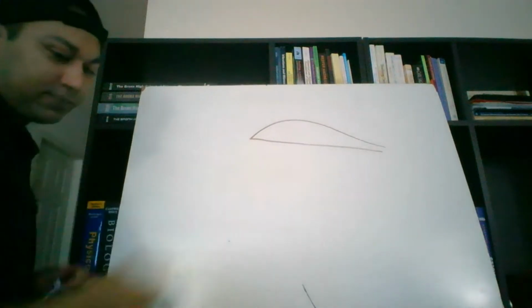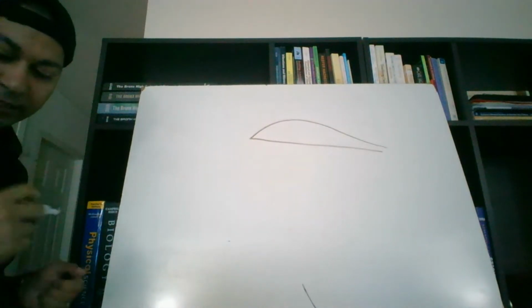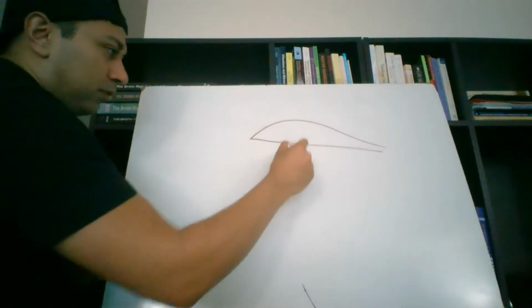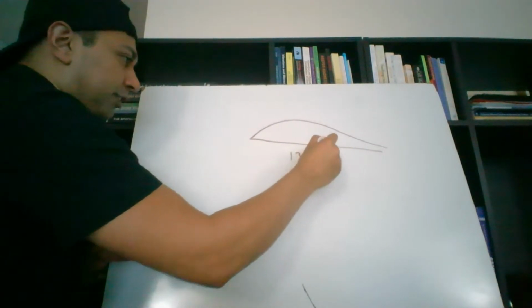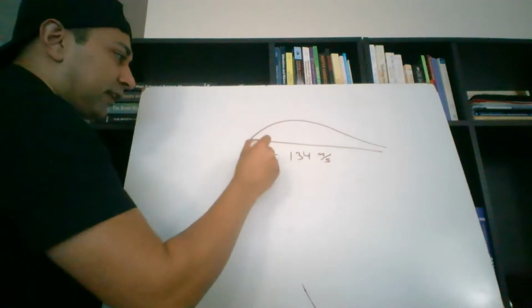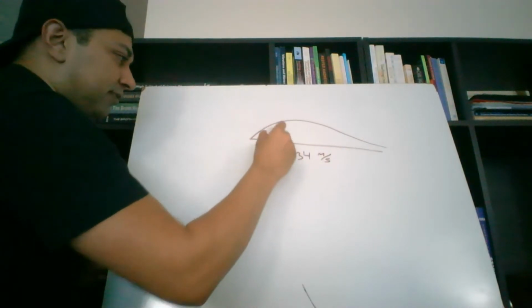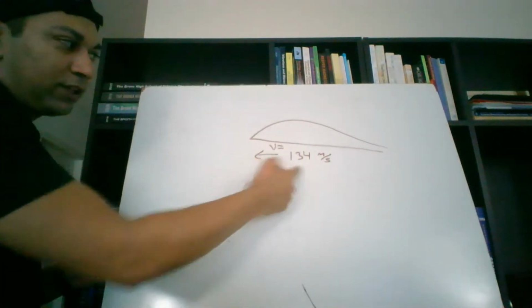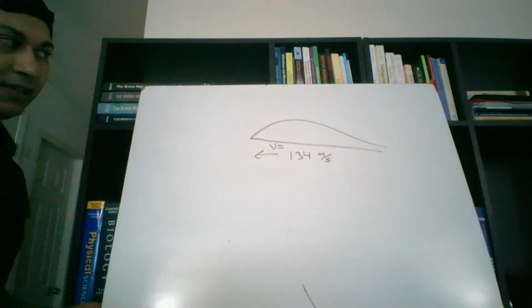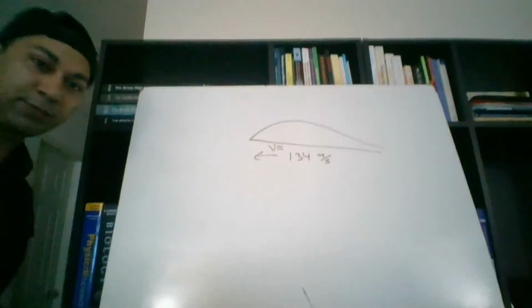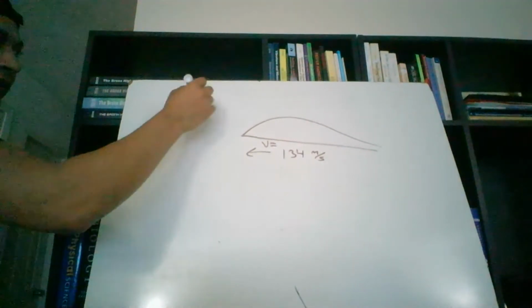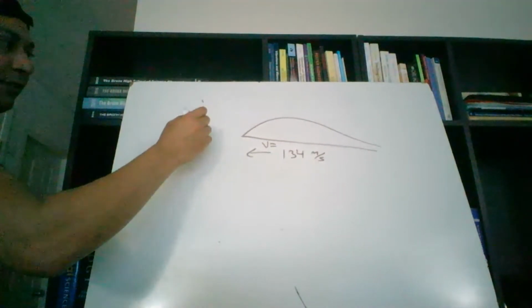Well, if the plane is moving, let's say at 134 meters per second in this direction here, so that's V equals that, and 134 meters per second is the same as 300 miles per hour. So if the plane is going at a speed of 300 miles per hour, and let's say we've got these particles here that are stationary.